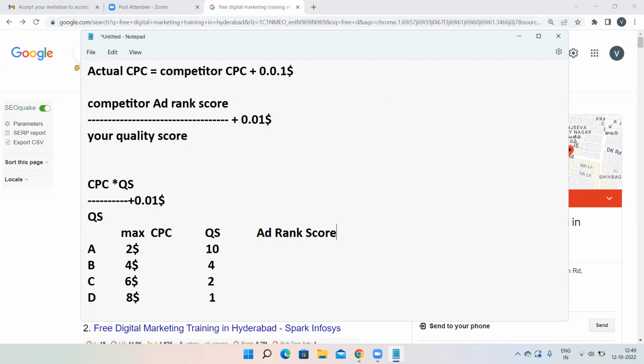Ad rank score of A, B, C, D first: 20, 16, 12, 8.